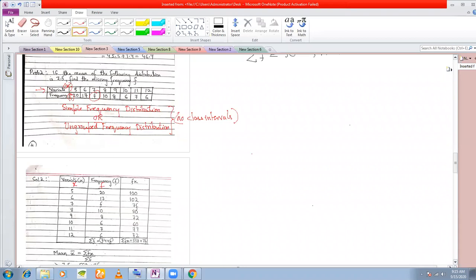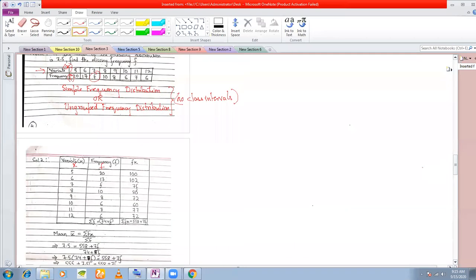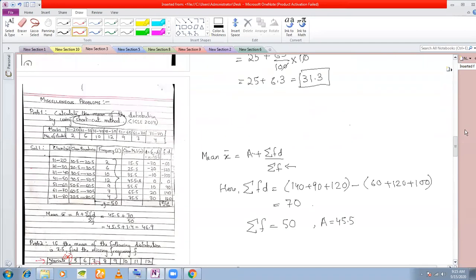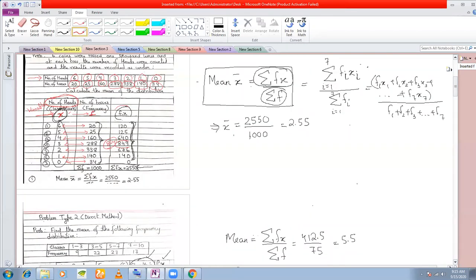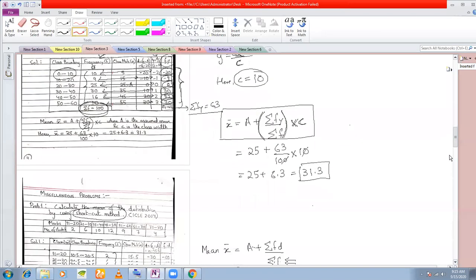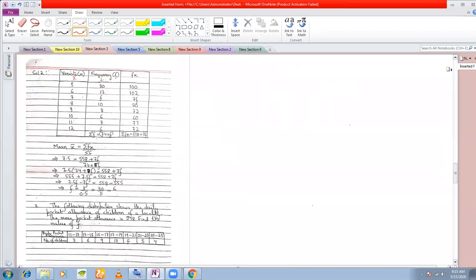So my first column in the solution will be for the variate, which is x, the variable for which we want to find the mean. The second will be for frequency f, and the third will be for the product of f and x, as we have done in our direct method. In the first problem of the direct method, remember we calculate f into x. So for each one we calculate f into x. For the first one we have 5 into 20 to give you 100, 6 into 17 to give you 102, and so on for each one.